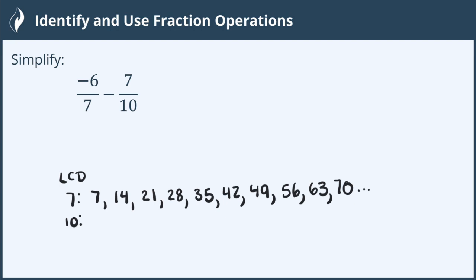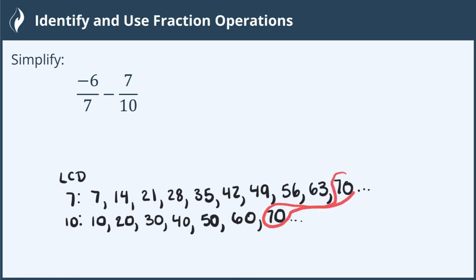Now I can start with 10. 10 times 1 is 10. 10 times 2 is 20. 10 times 3 is 30. 10 times 4 is 40. 10 times 5 is 50. 10 times 6 is 60. 10 times 7 is 70. And I can see that number is in common with both of those denominators, and that's the first one I see, so that is the least common or the smallest number for both of those. Now for the 7, I'm going to count how I got to the 70.